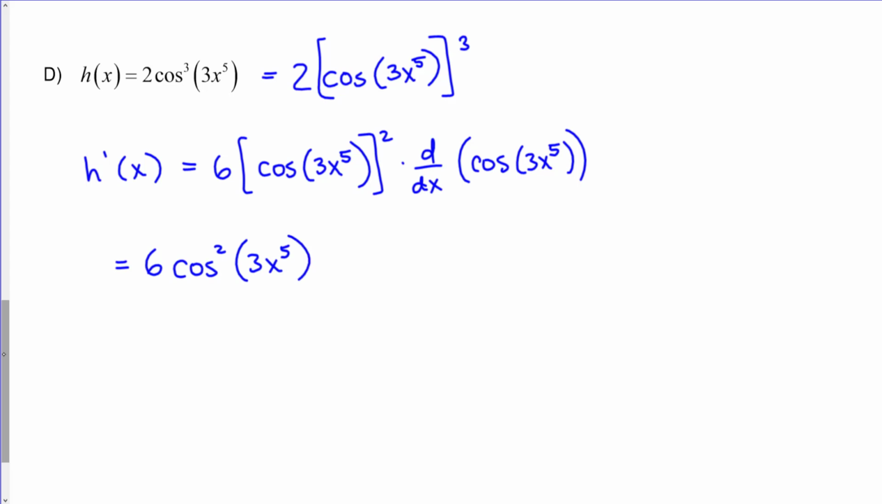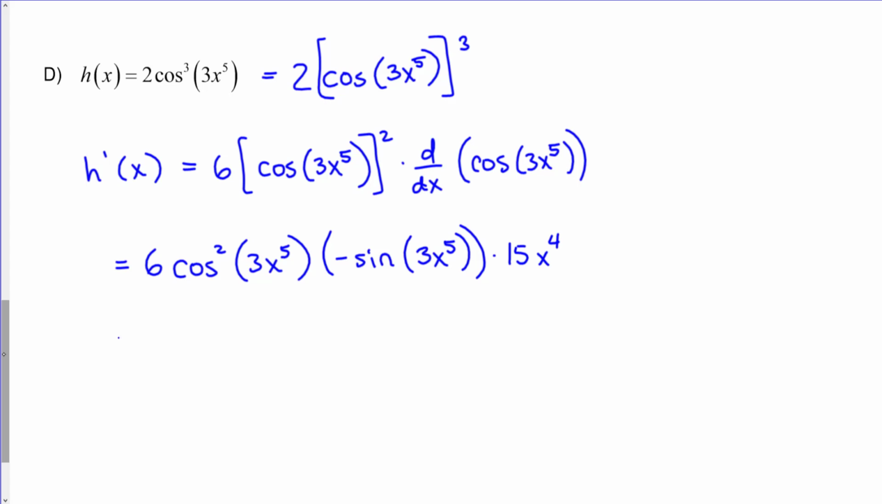What I need to come up with now is the derivative of cosine of 3x to the 5th power. And my outer function this time is cosine. The derivative of cosine is negative sine. So negative sine evaluated at 3x to the 5th. But then I have to multiply by the derivative of the inside portion. So times 5 times 3 is 15. Bring 1 down for my exponent, so x to the 4th.